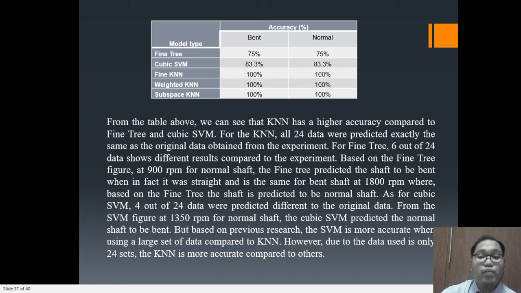As for cubic SVM, 4 out of 24 data were predicted different to the original data. From the SVM figure at 1350 RPM for the normal shaft, the cubic SVM predicted the normal shaft to be bent. Based on previous research, the SVM should be more accurate when using a large set of data compared to KNN. However, because my data is only 24 sets, the KNN shows more accurate results compared to the others.